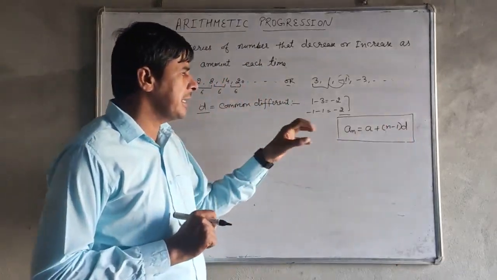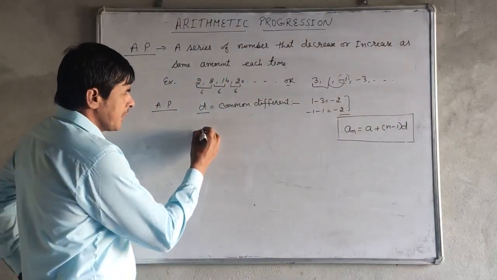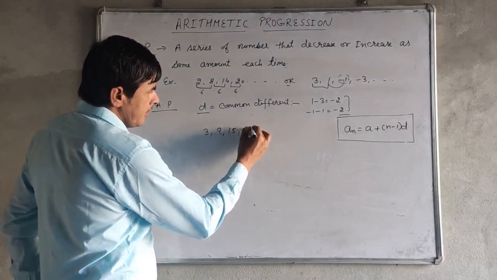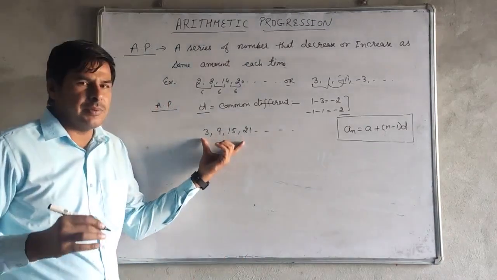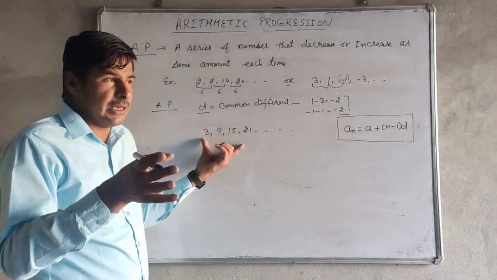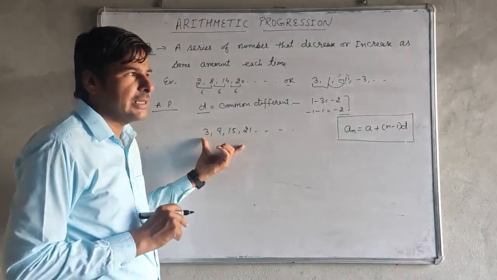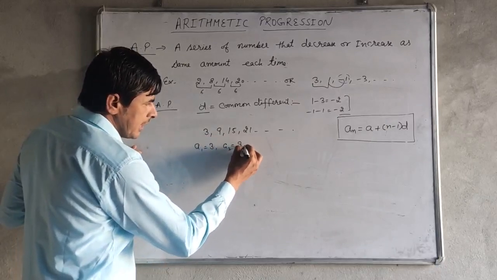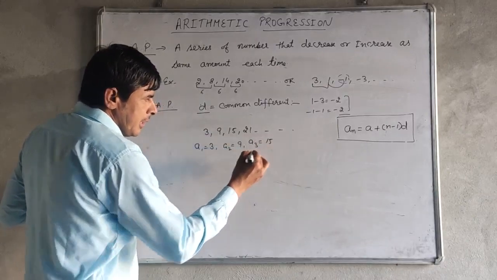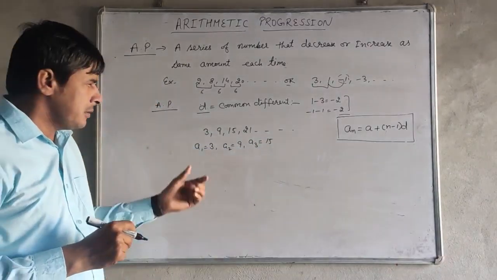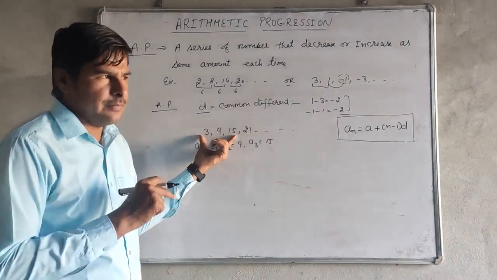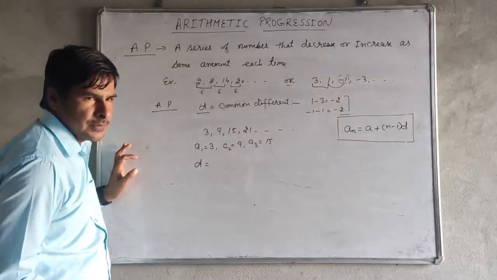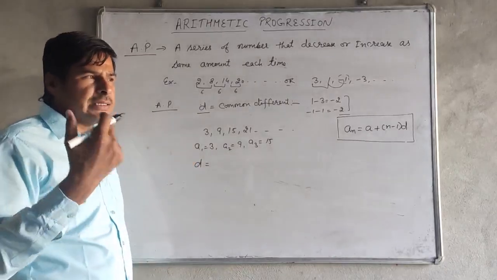Suppose the AP is given like this: 3, 9, 15, 21. First of all, we have to check whether this is an AP or not. Then we have to find the next term. The first term is 3, the second term is 9, the third term is 15. If the question is whether the given series is an AP, how do we check? We have to find the common difference D, checking only the 2nd and 3rd numbers.